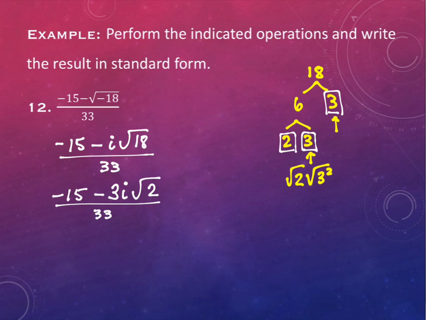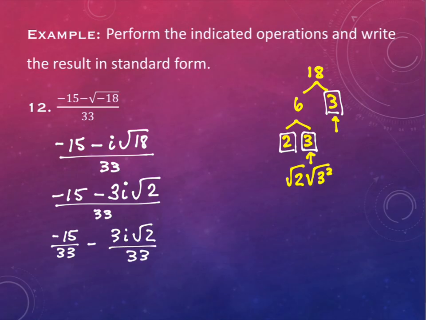Now, we're supposed to be putting this in a plus bi form. So what I'm going to do is take this merged together fraction and break it apart into 2 fractions that have that same denominator, 33. That will separate it into the a form at the beginning and the bi form at the end. So we're going to rewrite this as negative 15 over 33 minus 3i square root 2 over 33.